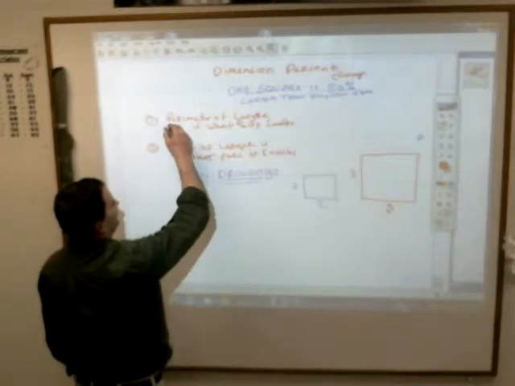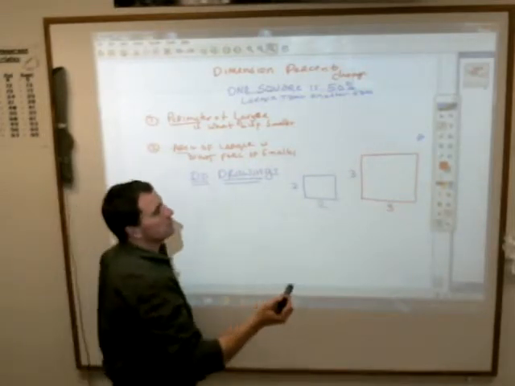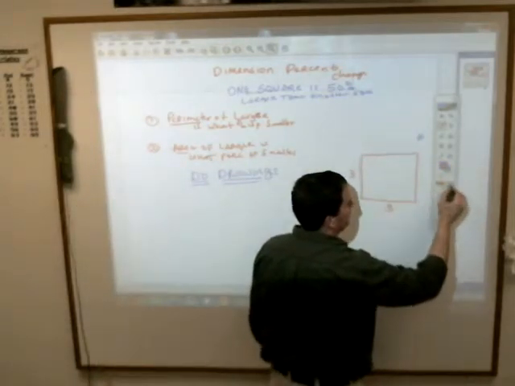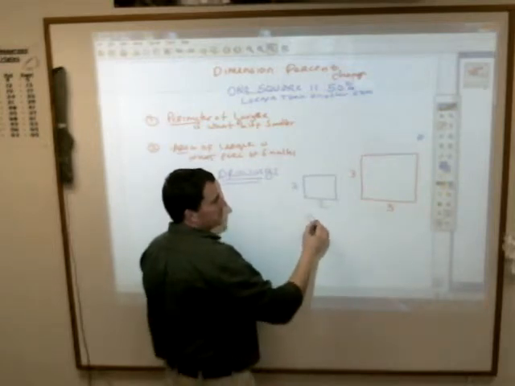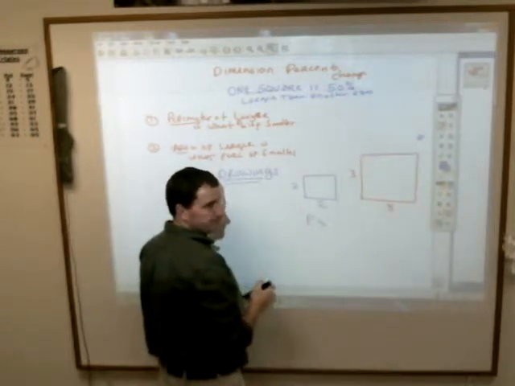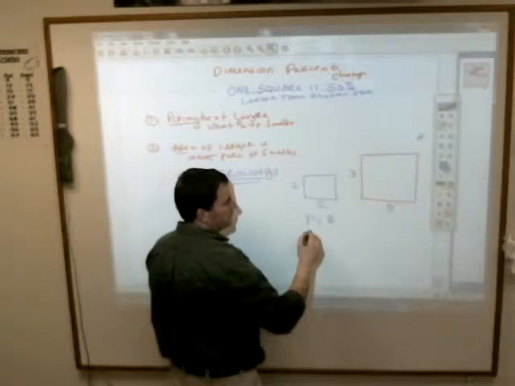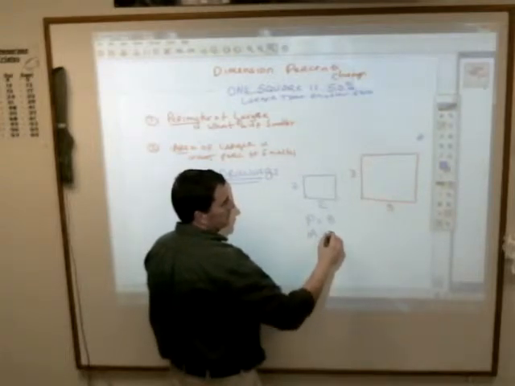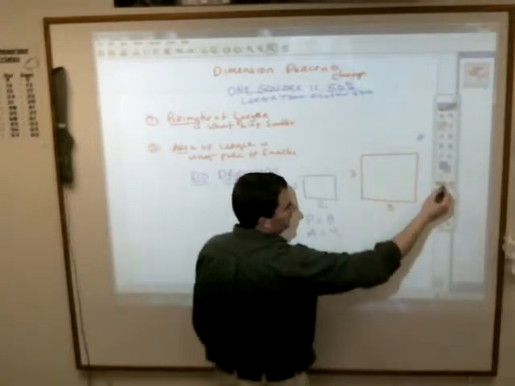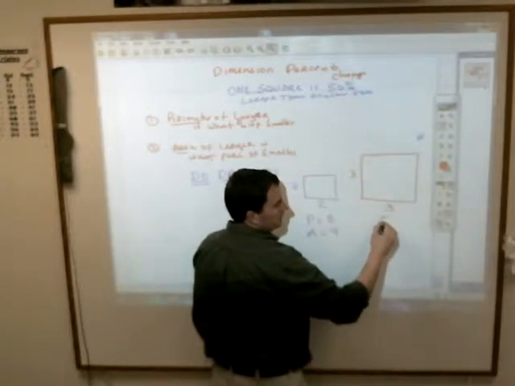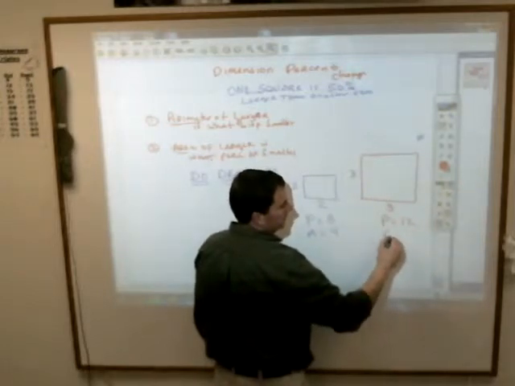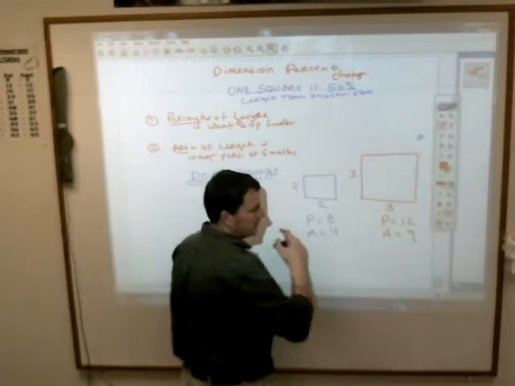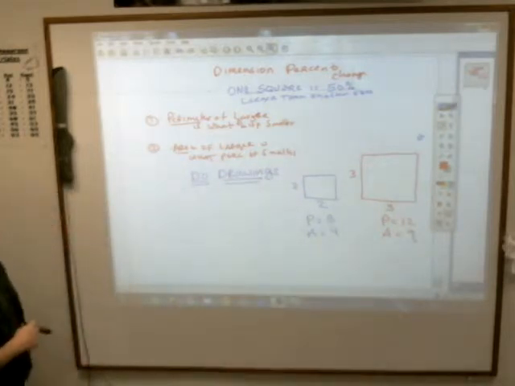Now we're looking for both the perimeters and the areas, so let's find the perimeter and the area of both of them. It's not going to be very hard. What's the perimeter of this small one? 8. What's the area of the small one? 4. What's the perimeter of the big one? 12, 12 all the way around. And the area of the big one? 9.